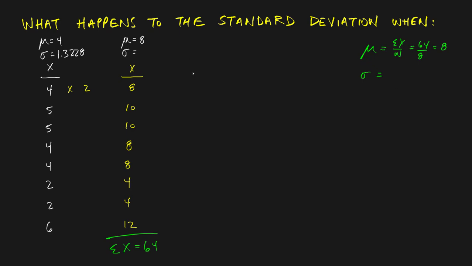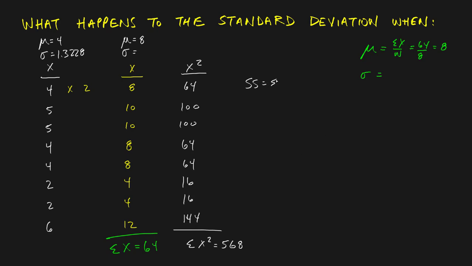I'm going to do this computational formula once again, so I'm going to do x squared. So 8 squared is 64, 10 squared is 100, 64, 64, 16, 16, and 144. All right, so I have to add these up. That will give me my sum of x squared. And this comes out to be 568.